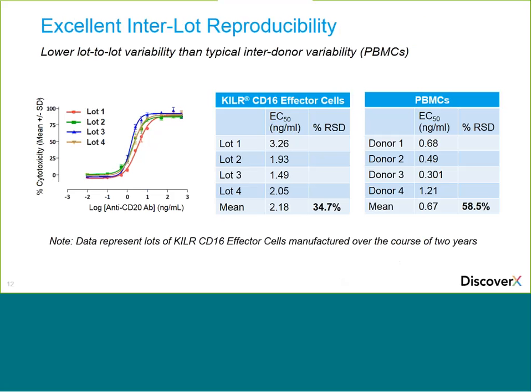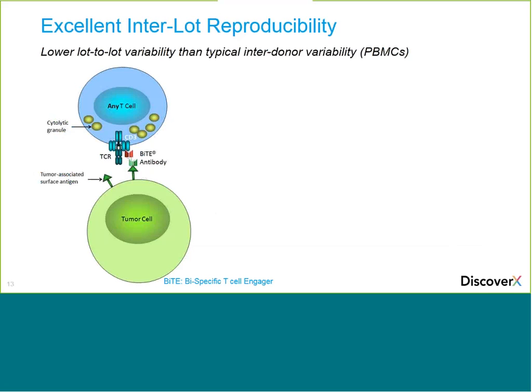Perhaps most important is that we observe excellent interlot reproducibility. And these are data generated from 4 different lots that were manufactured over the course of 2 years. And you can see that the performance in a rituximab model is quite similar. What we're observing is lot-to-lot differences of less than 35% RSD, which is lower than what you would typically see when you look at intradonor variability for PBMC. And unfortunately, this particular cell background is not compatible with NK92, so we don't have data directly comparing that. But nevertheless, what we see is quite good, a low lot-to-lot variability.